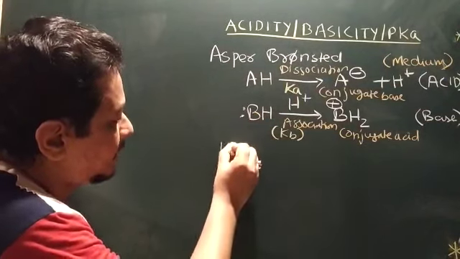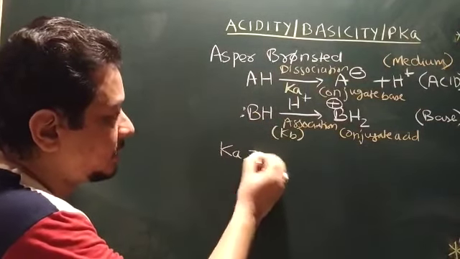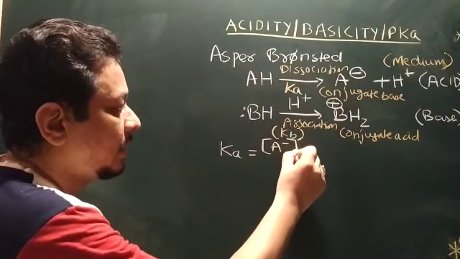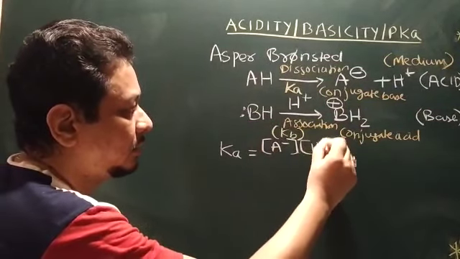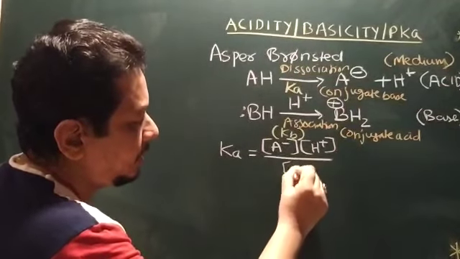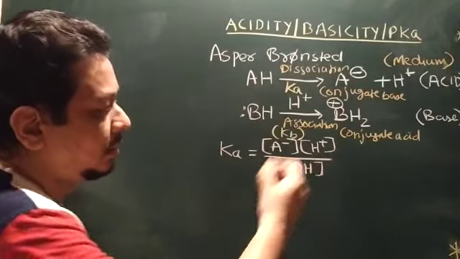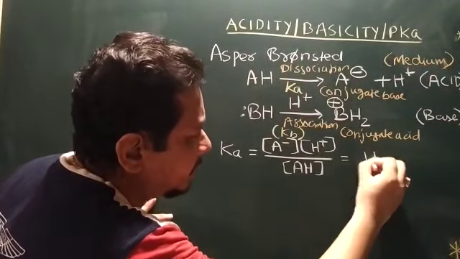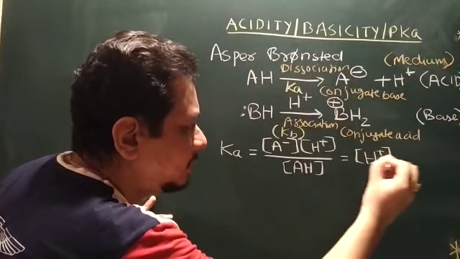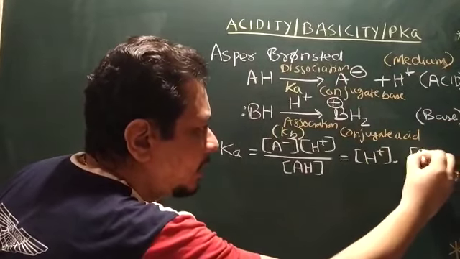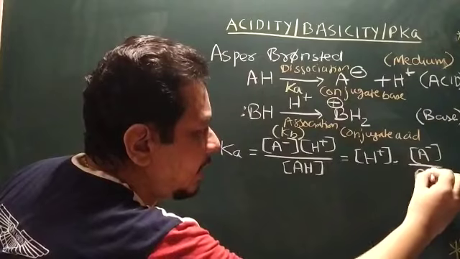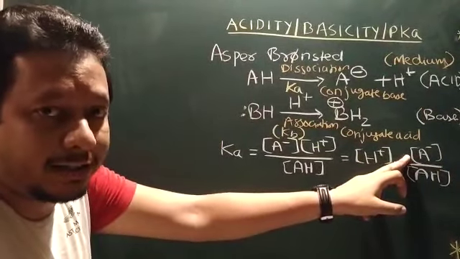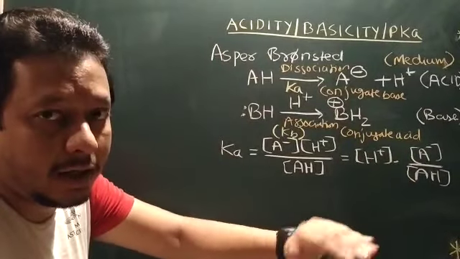If I want to know how this dissociation process takes place, I can write it as per the kinetics. The dissociation rate constant is nothing but A minus into H plus upon AH. This can also be written by separating H plus, as H plus into A minus upon AH. The top one is the ionized form and the bottom one is the unionized form.